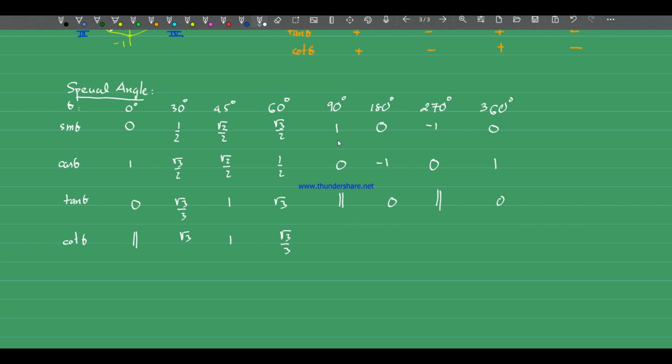Cotangent is cosine over sine. Cosine over sine gives you 0. This gives you undefined. This will give you 0. Then it gives you undefined. Okay, this table is very important, guys, and it helps you to evaluate the trigonometry expression or trigonometry function value. When they ask you to, it helps you to do all of them.